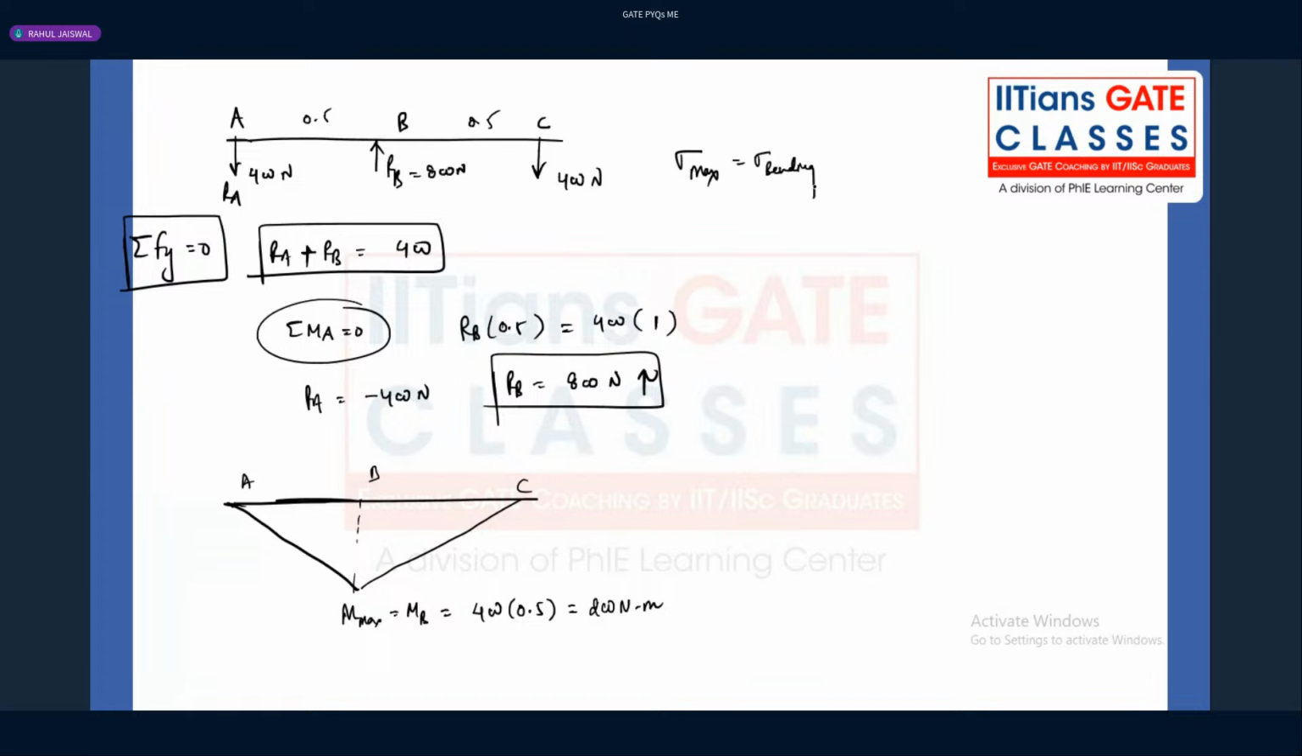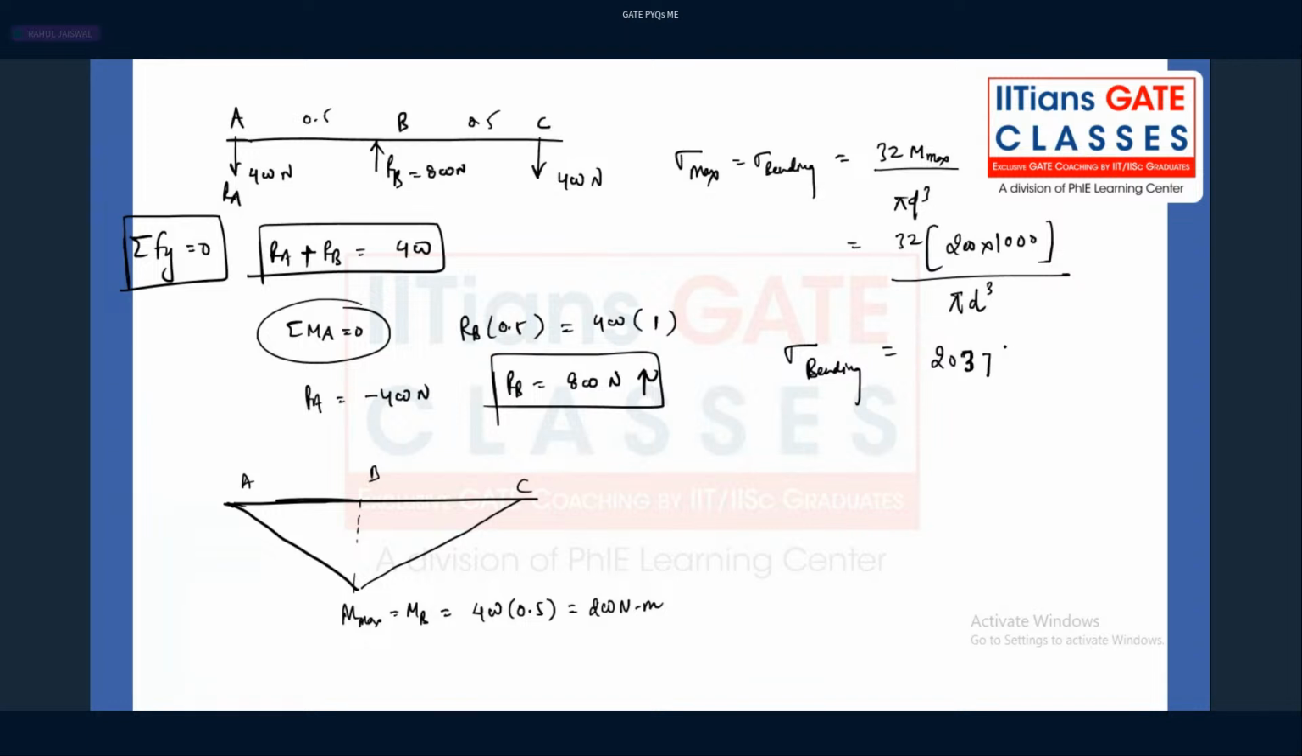Corresponding to this, what will the maximum bending stress be, guys? 32 M divided by pi d cube. What is the maximum bending moment? 200 into 1000, because we are converting to Newton mm. So directly whatever the answer will be given to us will be in mm only. So if you try to calculate the bending stress, what can you get, guys? 32 into 200 into 1000 divided by pi. So you are going to get 2037183.272 divided by d cube, guys.